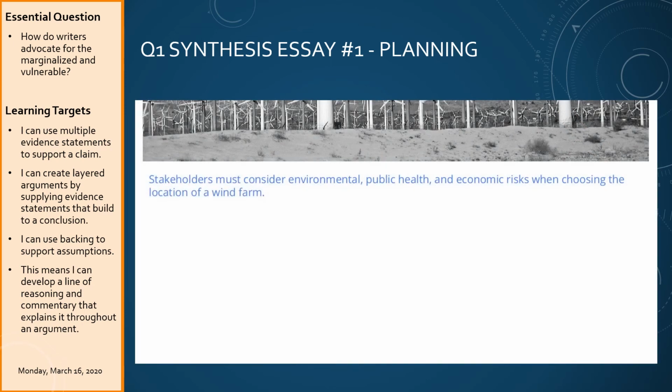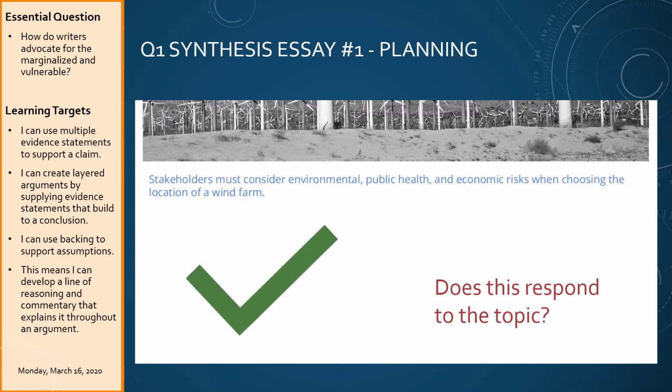What about something like this? Stakeholders must consider environmental, public health, and economic risks when choosing the location of a wind farm. Does this respond to the topic? Yes, most definitely. This is explaining three very specific factors that an individual or entity must consider when deciding whether or not to build a wind farm. And just like I said in class, this is actually an easier idea to argue, and you can tell because look how much shorter and more concise the statement is.